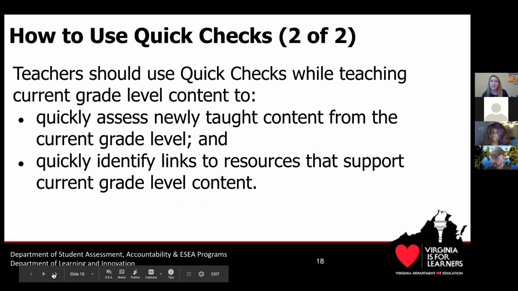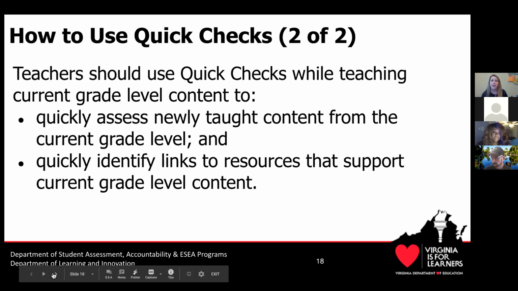Okay, we can use quick checks as a quick assessment, right? They're called quick checks, right? So just like that just-in-time example, instead of teaching a whole lesson, we can use a quick check to assess our current content. Right, so if you're teaching properties of triangles right now, you can pull out those quick checks, the G5 ones, and use those tomorrow, right, to quickly assess how our students are doing with the content we're teaching on grade level, but then also help us identify all those resources.